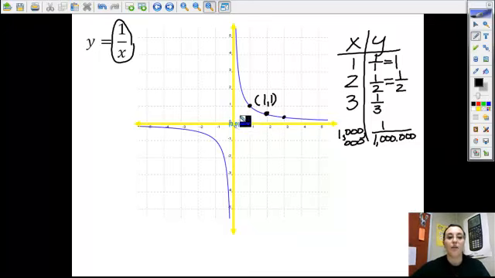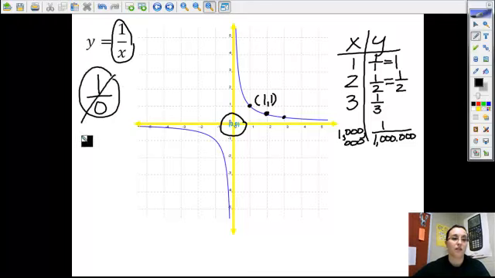The other thing I want you to think about is why does it not ever reach 0, 0? That's because if you put in 0 for x, sorry about that, if you put in 0 for x, it's not going to work because you cannot divide by 0. So you can't do this. That's why it never touches that 0, 0 mark in the middle. Alright, so here's our parent function. Just a little side note there.